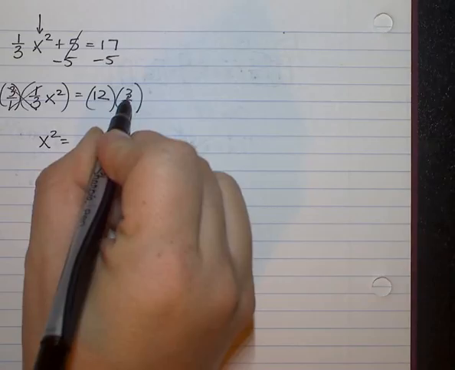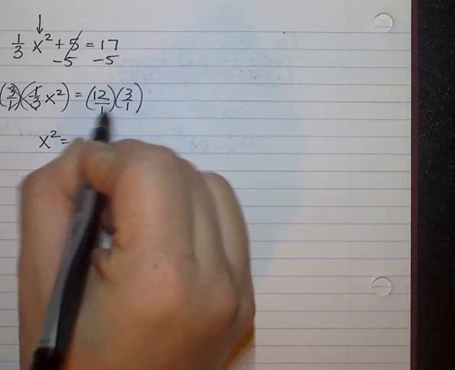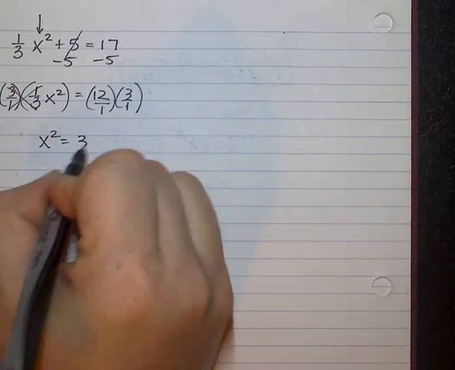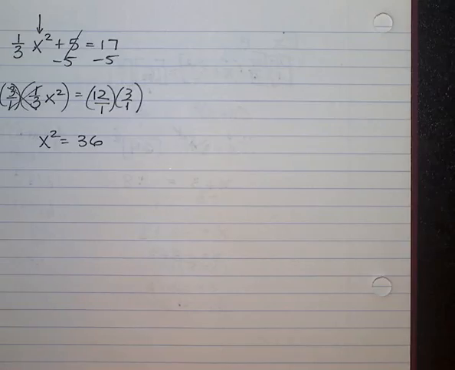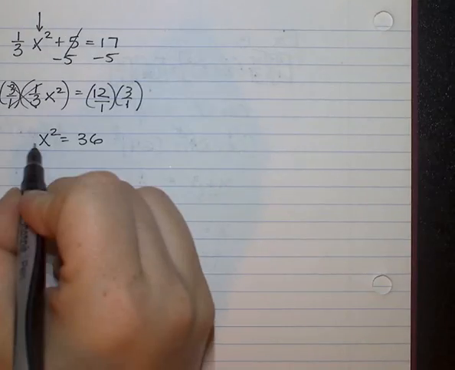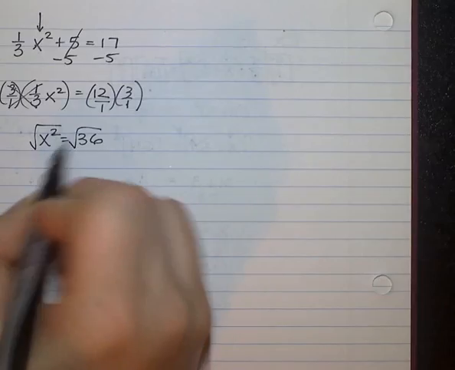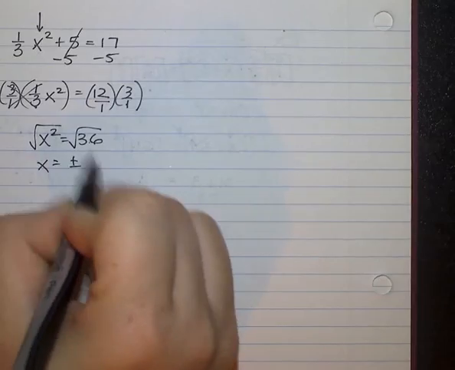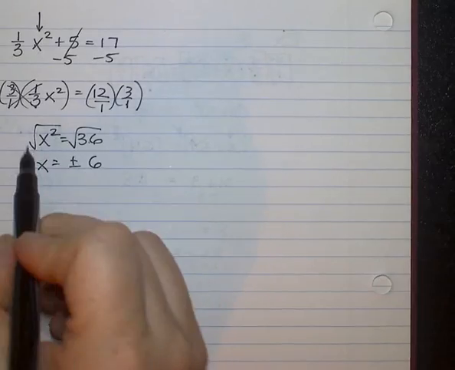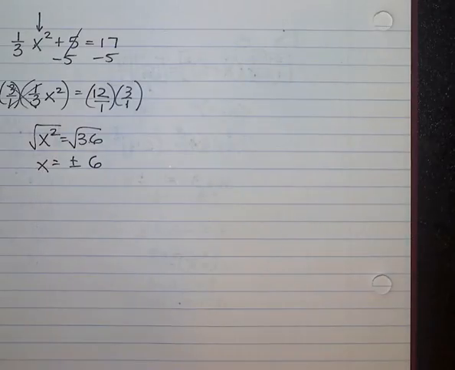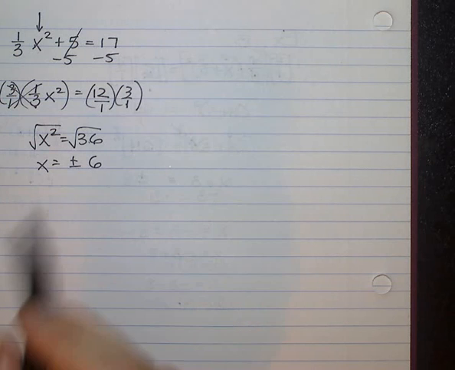12 times 3 is 36. 36 divided by 1 is still 36. Okay, this is going to give us two answers. So the two answers is plus or minus the square root of 36, which is 6. We could take the square root or we could raise it to the 1/2 power. Both are correct mathematical procedures. Let's check to make sure this works.